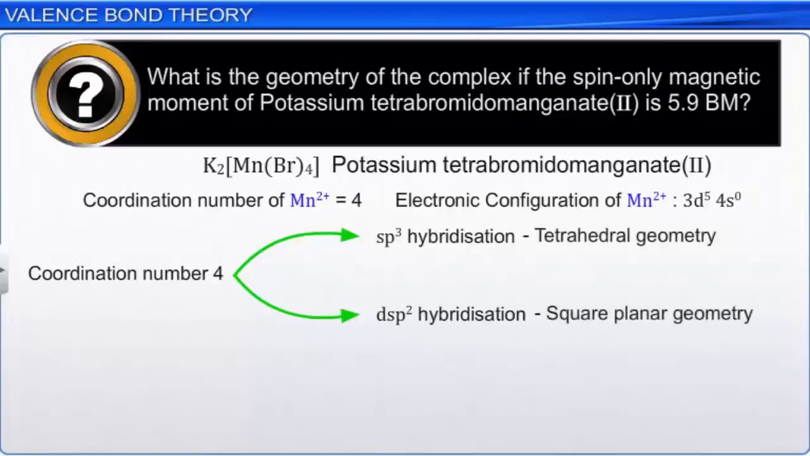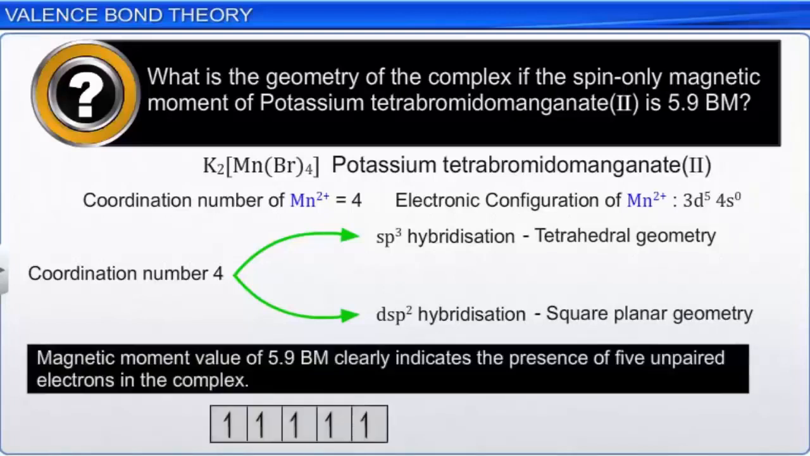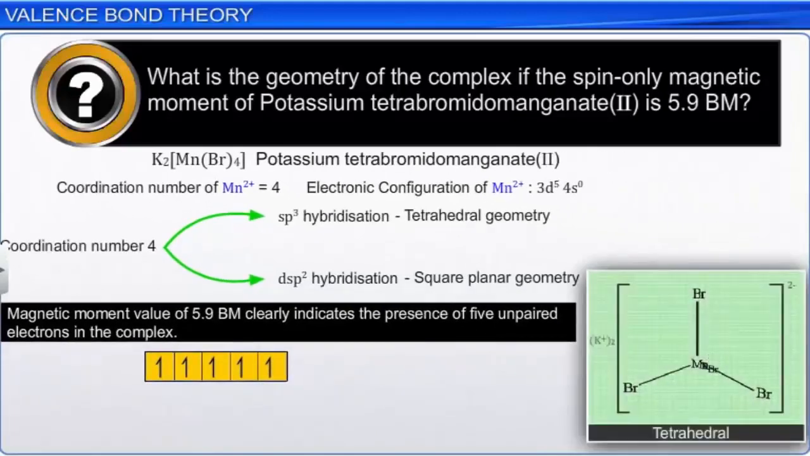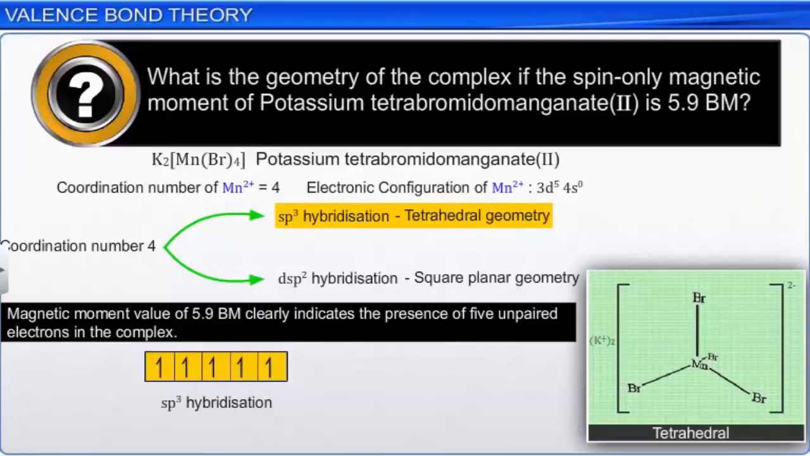However, the magnetic moment value of 5.9 Bohr magnetons clearly indicates the presence of 5 unpaired electrons in the complex. This is possible only when the metal ion undergoes sp3 hybridization. Thus, the given complex has tetrahedral geometry.